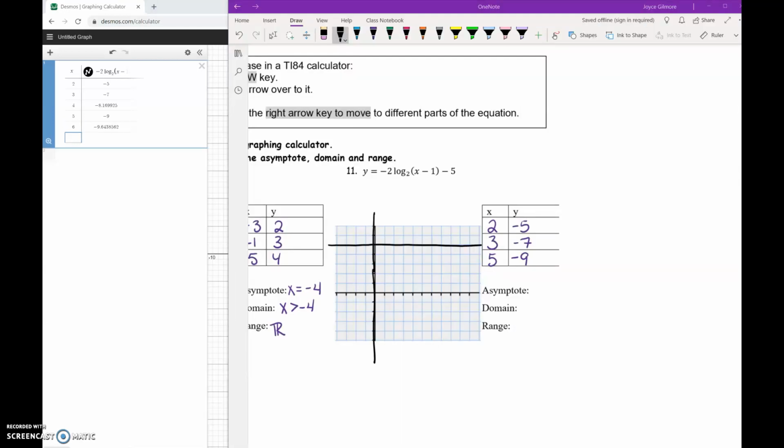Feel free to move where your axes are to fit it better. Plot some of those points. Don't forget about your domain and your range. Your asymptote is 1.